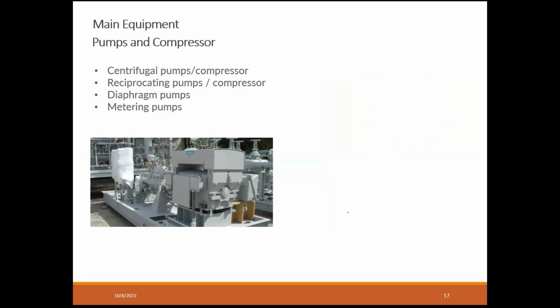So we start with pumps and then compressors. These are the list of types of pumps and compressors that we have in the refinery. We start with centrifugal pumps and compressors. Why do we need centrifugal pumps? If the unit requires a lot of gases, I mean flow rate, the designer will use centrifugal pumps. But if it requires more discharge pressure outgoing from the compressor, it will choose a reciprocating pump.